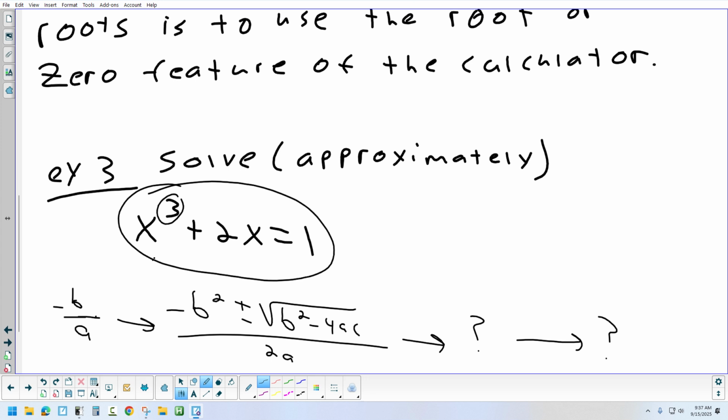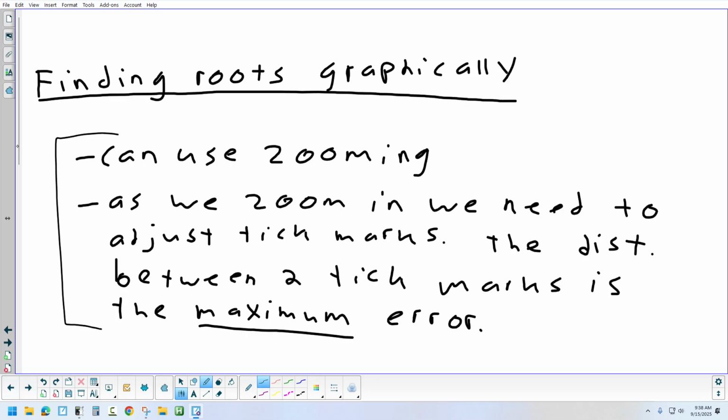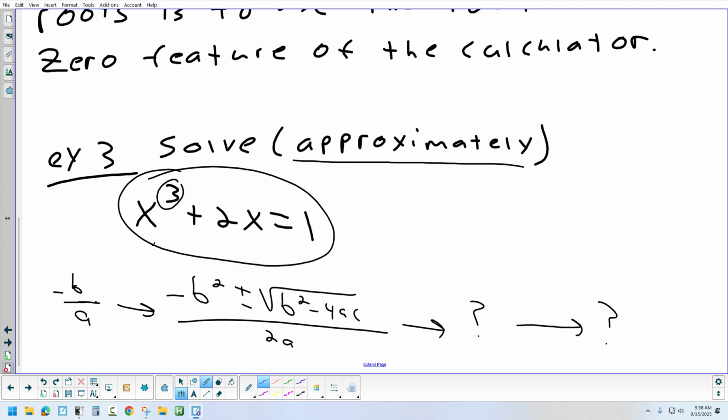So right now, we don't know the cubic formula, so we're going to graph it, and we're going to do it approximately. At most, does anybody remember how many times I said this could cross the x-axis? Yeah, 3 times. It could cross 3 times.